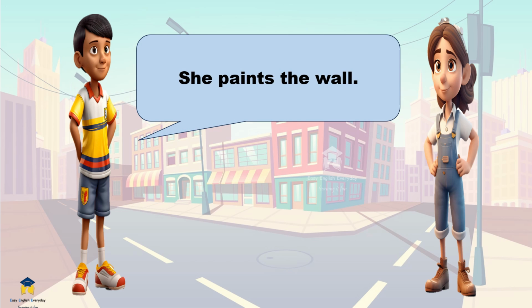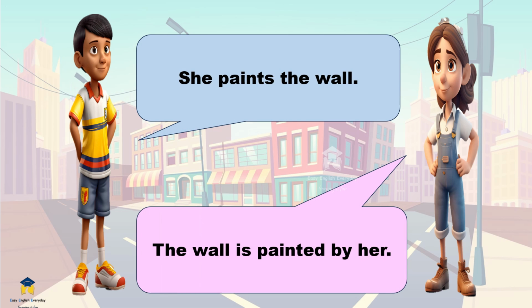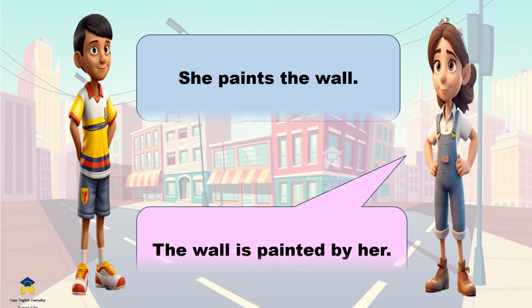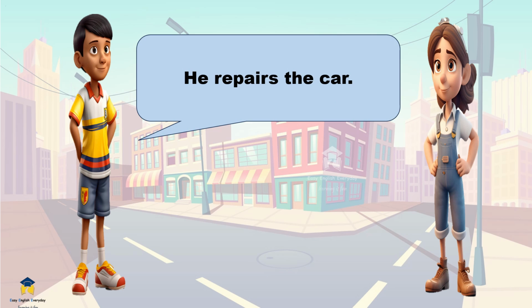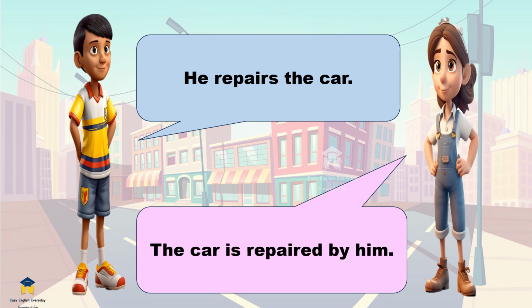She paints the wall. The wall is painted by her. He repairs the car. The car is repaired by him.